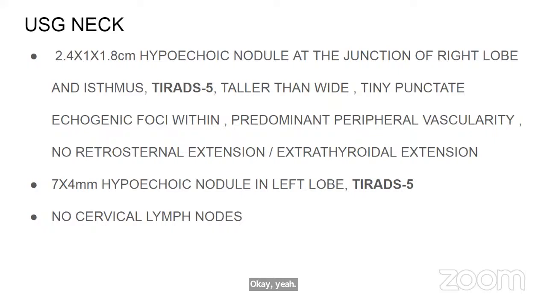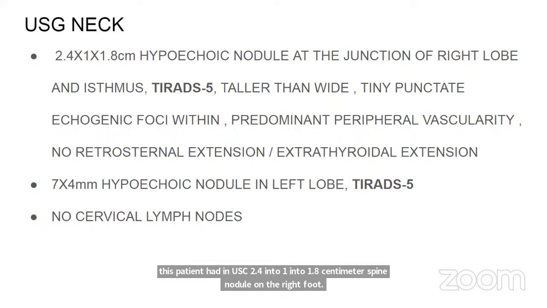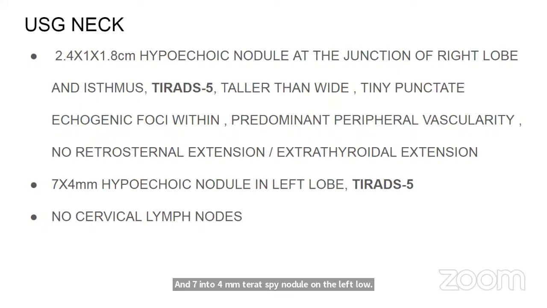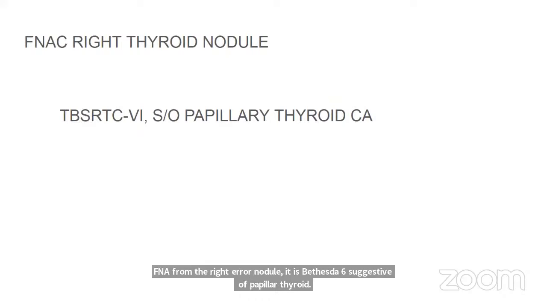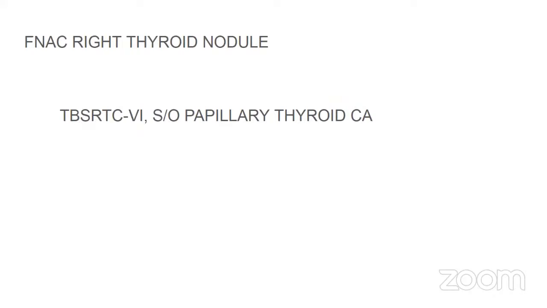So this patient had on USG a 2.4 x 1 x 1.8 centimeter TI-RADS 5 nodule in the right lobe and a 7 x 4 mm TI-RADS 5 nodule in the left lobe. There were no cervical lymph nodes. On FNA from the right thyroid nodule, it was Bethesda 6, suggestive of papillary thyroid carcinoma. You have to mention the importance of TI-RADS here. You said thyroid function test first, then you will go to ultrasonography. So what are the 5 main things you want to assess to categorize your TI-RADS?